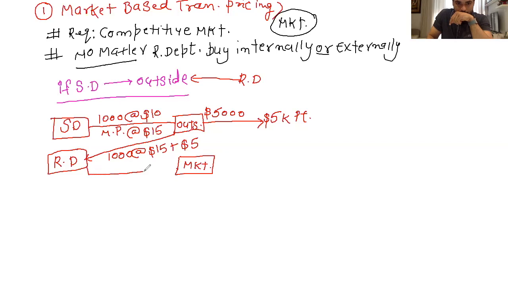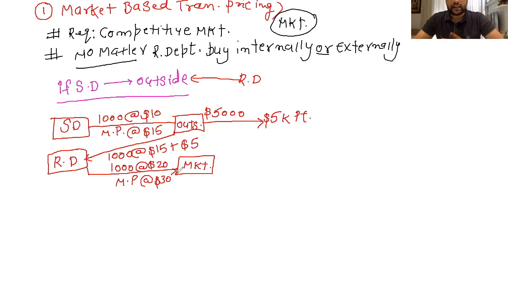So now the receiving department is selling in a market. The receiving department is selling 1,000 units. So the cost is $20: $15 is a buying cost, $5 is a processing cost. And for example, the market price is, let's say, $30.